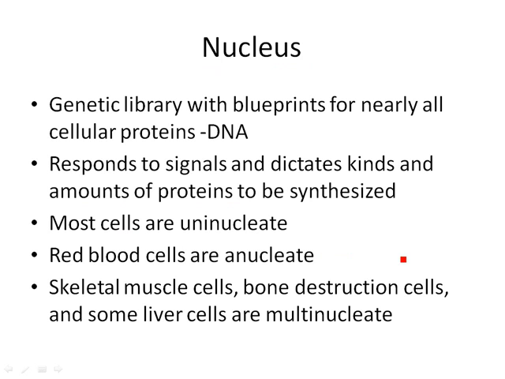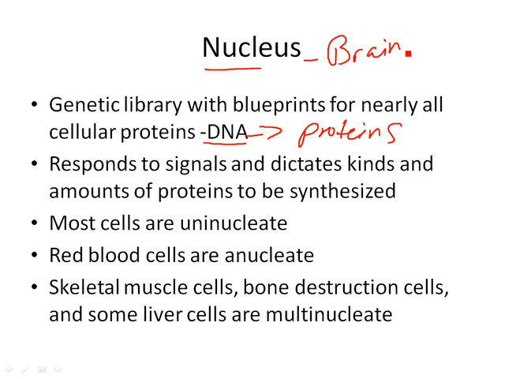All right, then we have the nucleus. And that's where DNA is. That's where your genetic library is. That's where your blueprint is. It responds to signals and kind of says, okay, what do we got to make? Basically what your DNA does is it codes for proteins. So your nucleus is kind of like the brain of the cell. Okay, so signal goes to the nucleus, says what we need, and then the nucleus says, okay, we need to make some protein.